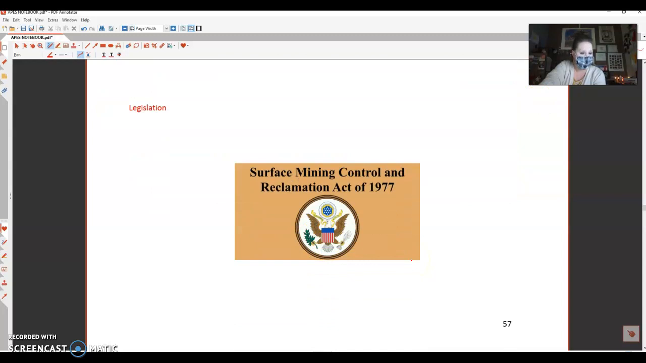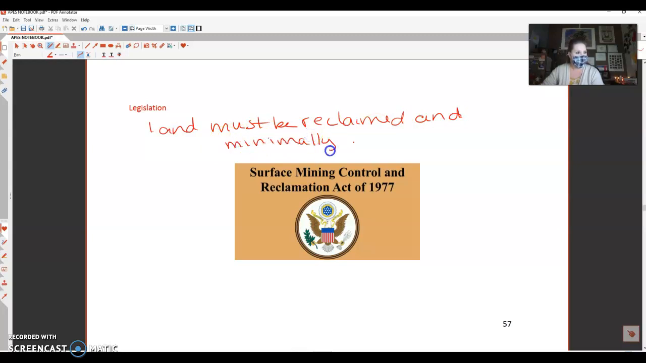All right, so legislation. This is one of those pieces of legislation that I believe you guys had to learn about at the very beginning of the school year. So the Surface Mining Control and Reclamation Act of 1977 is a federal law. And it says that the land must be reclaimed and minimally disturbed. Now, you go back and look at those strip mining pictures, guys. Does that look like it's been minimally disturbed? No.